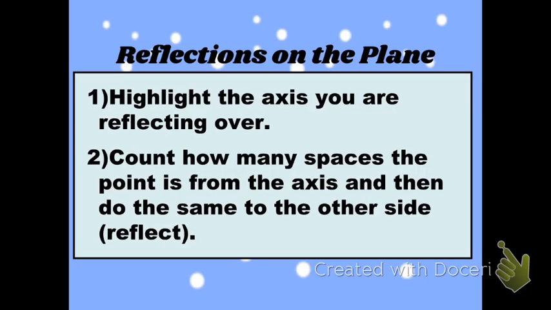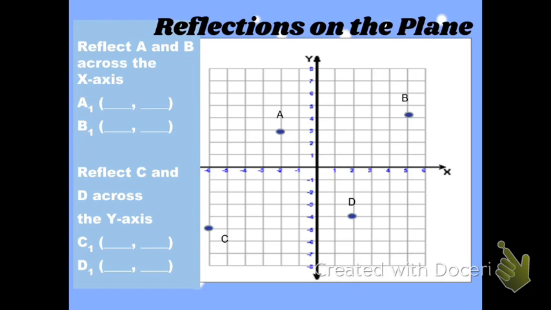Okay? Now, so you're going to highlight the axis that you're reflecting over. You're going to count how many spaces the point that you're reflecting is from that axis, and then do the same on the other side. That's reflecting. That's all it is. So let's go straight to an example.